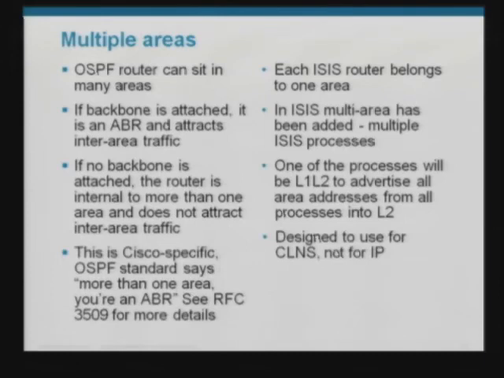The thing is, in Cisco implementation, we do not turn on that bit if area 0 connectivity is not there. So that means this router, the ABR, is not going to originate the summary LSA. In case of ISIS, each router belongs to one area. There is a thing called multi-area in ISIS, but it was not intended for the IP version of ISIS.